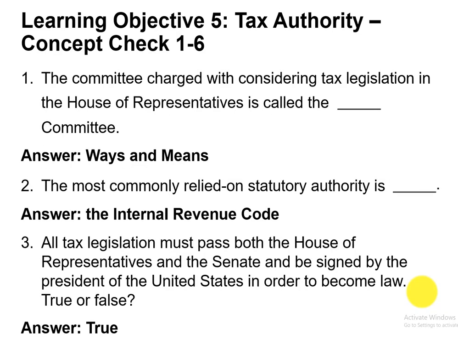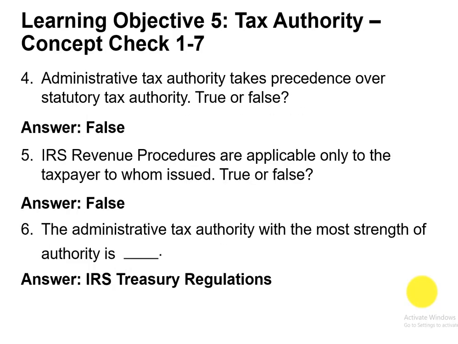So, committees charged with considering tax legislation: House Ways and Means Committee. On the Senate side, it's the Finance Committee, by the way. Okay? Statutory authority, Internal Revenue Code. All right. They have to become law from passing both houses of Congress. Administrative tax authority never takes precedence over statutory. It's always secondary. So you are always in a better case if you're making your case from the tax law than from any administrative authority.